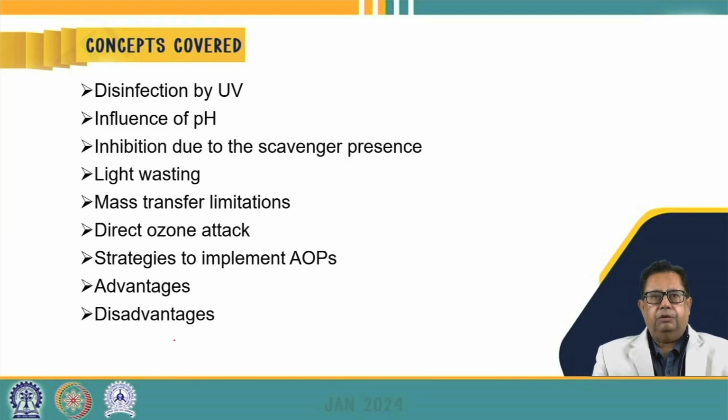Then we will also cover the influence of the pH on the advanced oxidation processes, then inhibition due to scavenger presence, the light wasting during the advanced oxidation processes when we are utilizing UV light. Similarly, we'll also talk about the mass transfer limitations. We'll talk about the direct ozone attack, the strategies so that we can implement the advanced oxidation processes, the advantages and the disadvantages of advanced oxidation processes.